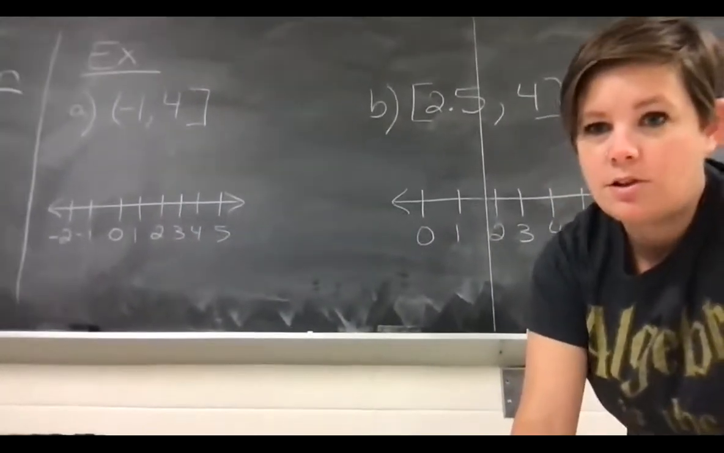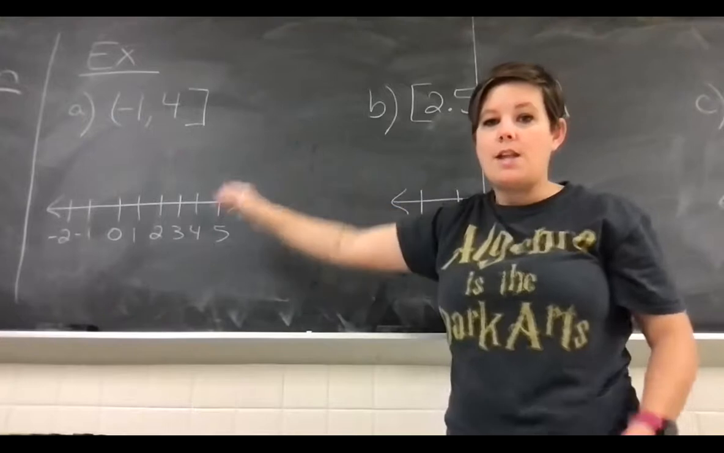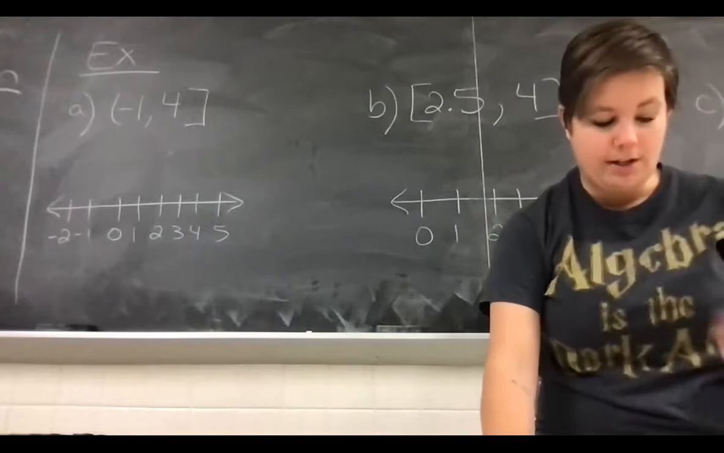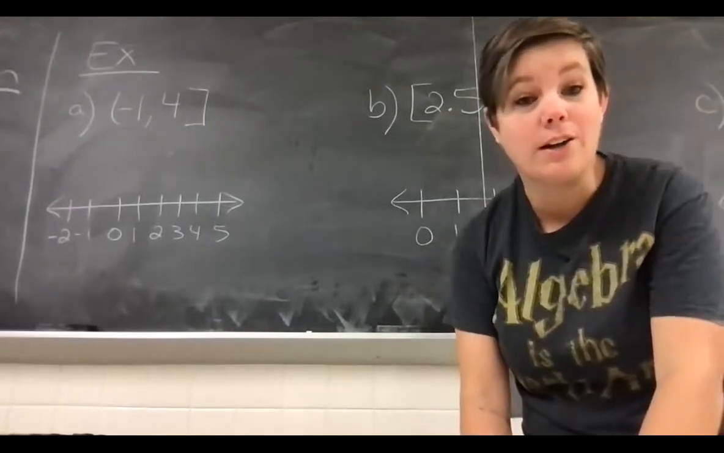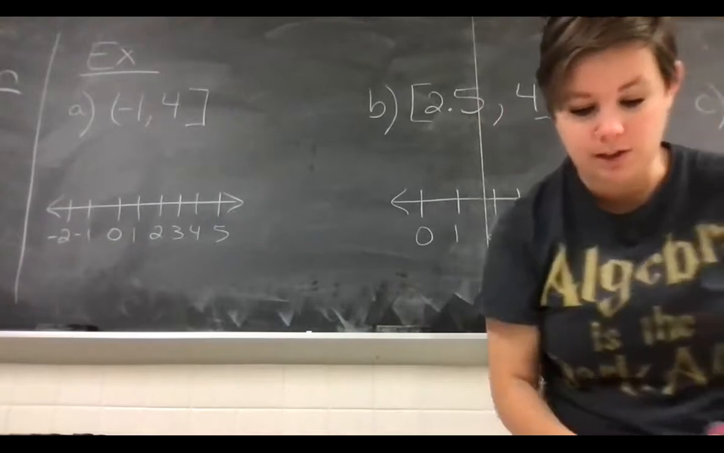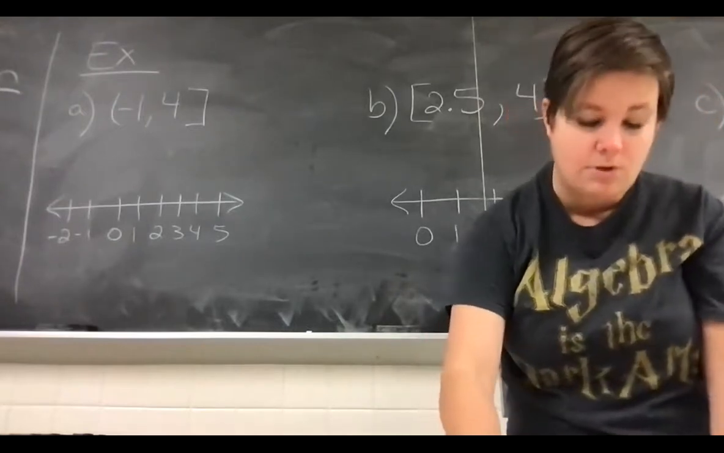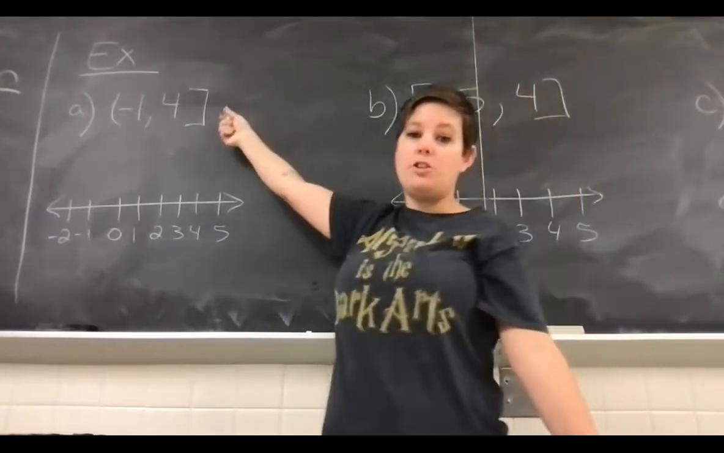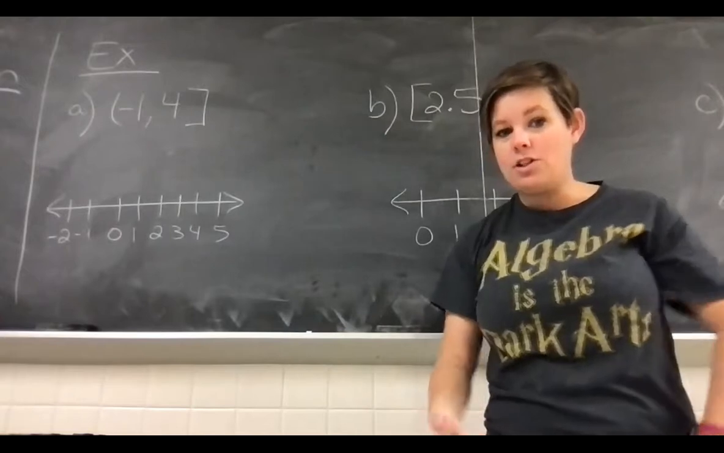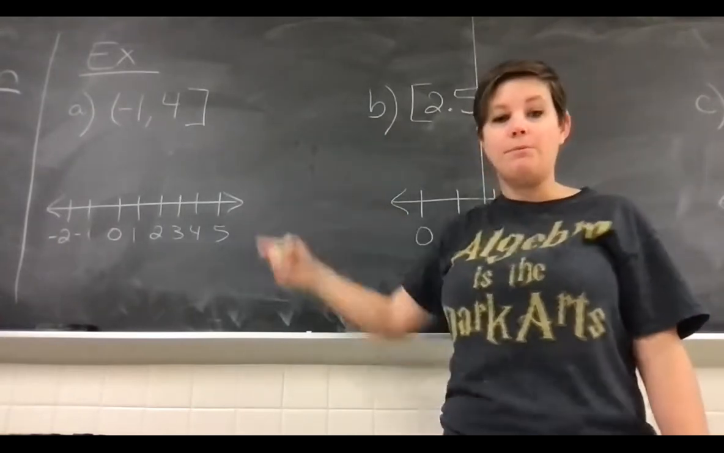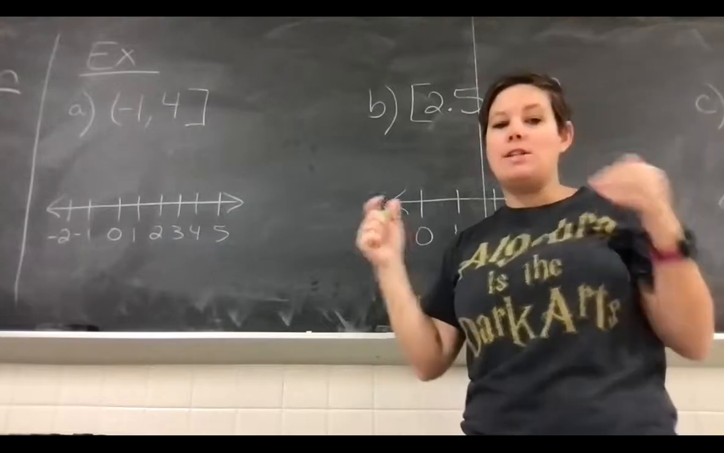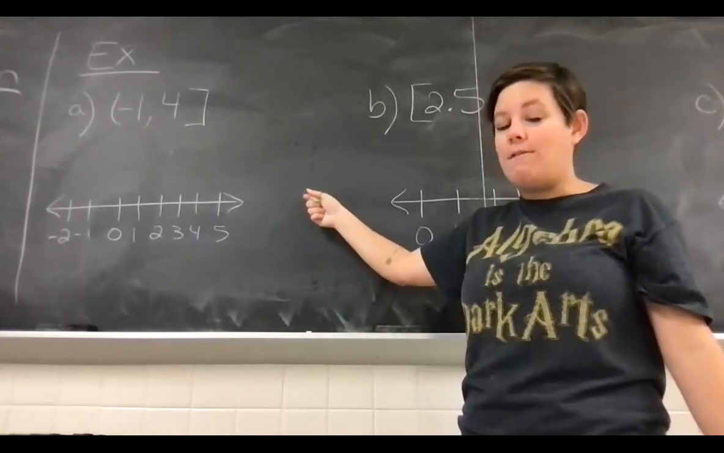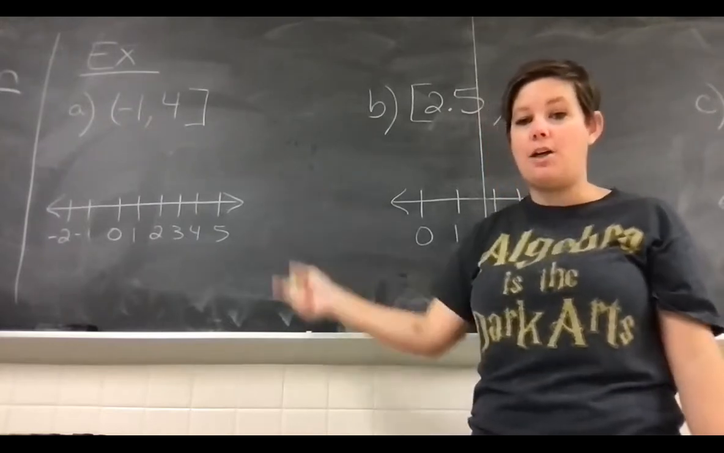So the first example that we're going to do says parenthesis -1, 4 bracket. Notice that the -1 is with a parenthesis. That means we're not going to include -1. We're just going to get really, really close to -1. So the instructions for this, this is interval notation, is to write it in set builder notation, and we need to graph it on the number line. No matter what order it tells you to do it in on your homework or your quizzes, I think going straight to the graph is most helpful, and then doing the other forms after that.